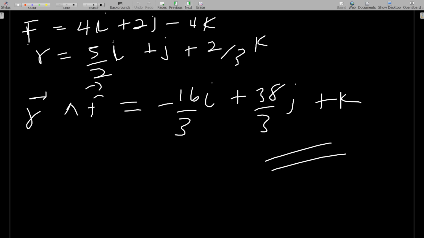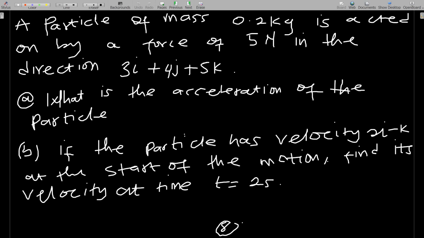Okay, so I think you have the last but one question, and I think these questions are very short. A particle of mass 0.2 kilogram is acted on by a force of 5 newtons in the direction 3i plus 4j plus 5k. Now there is a force direction, and there is a mass of 0.2 kg. What is the acceleration of the particle?